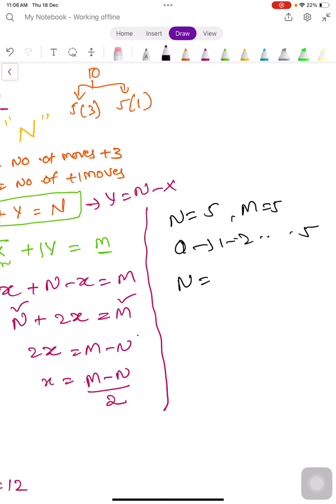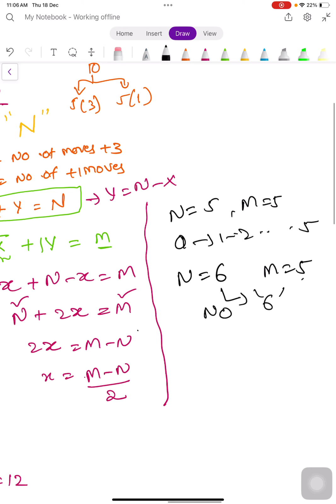Let's say if n is given as 6, in 6 moves can we reach 5? The answer is no, because even if we add plus 1 plus 1 plus 1, we will end up reaching 6, not 5. So the answer will be no.